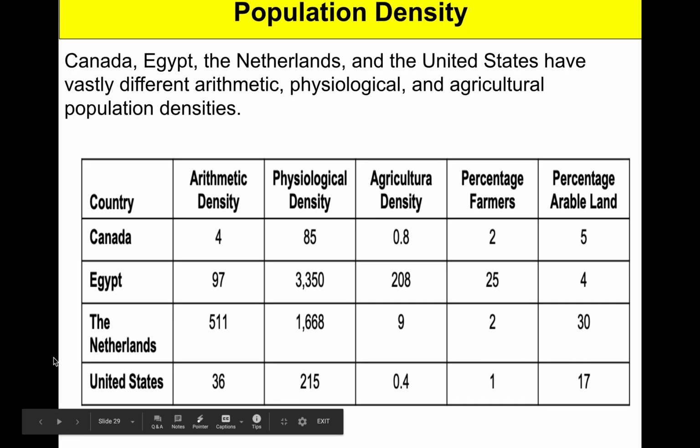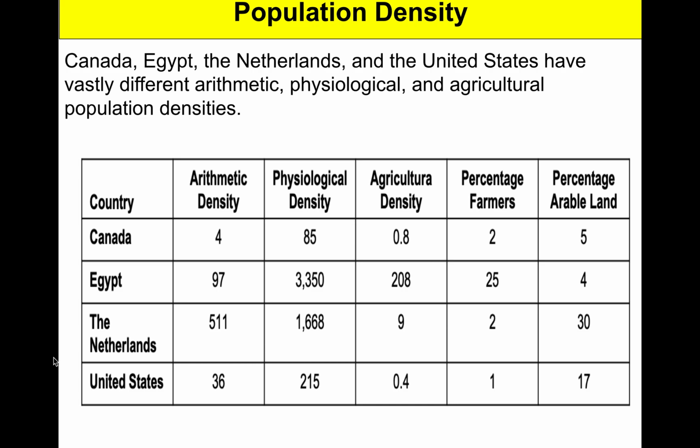All right, again, looking at population densities, we can see Canada has low agricultural density, low arithmetic density, low physiological density, meaning that they have very few people that are malnourished or undernourished. We can take a look at all the countries on the list except for Egypt, which is a country that's struggling to meet all the needs of Egyptians in their proper nutrition.